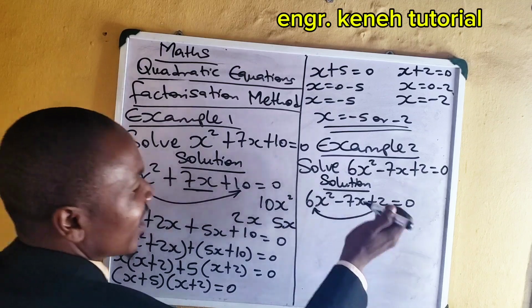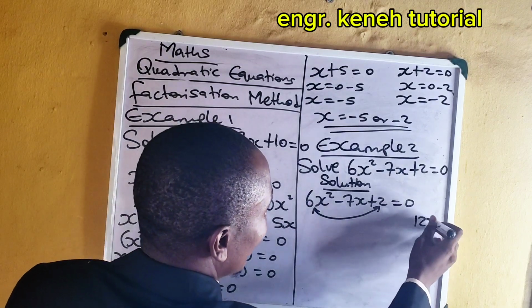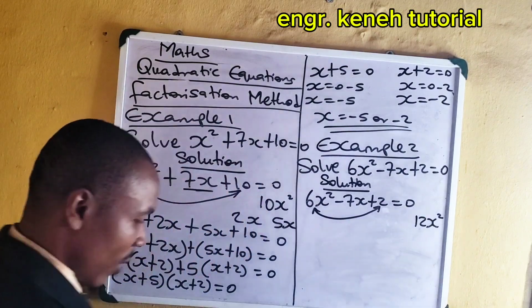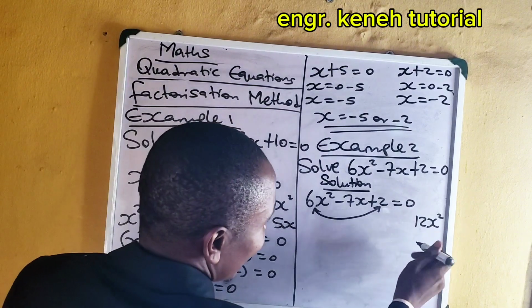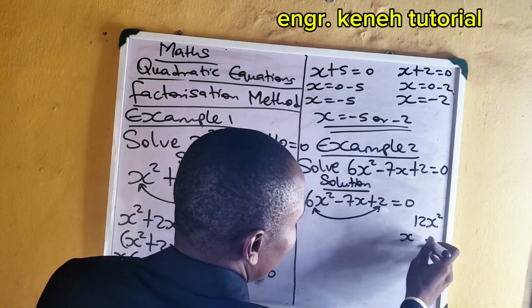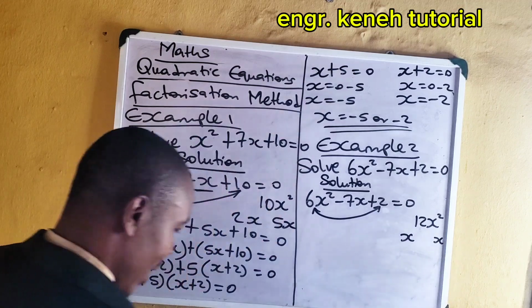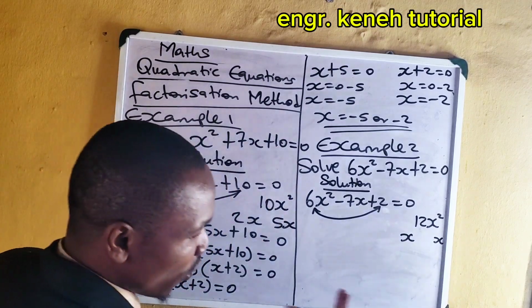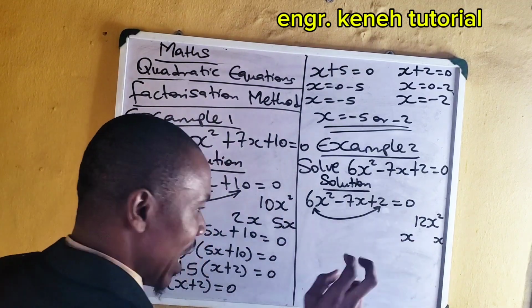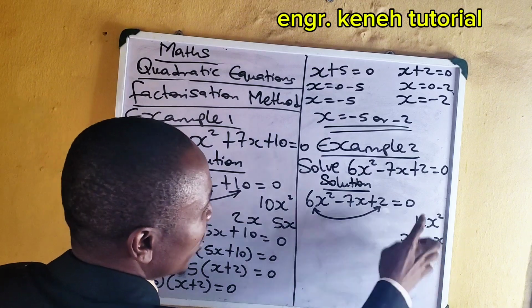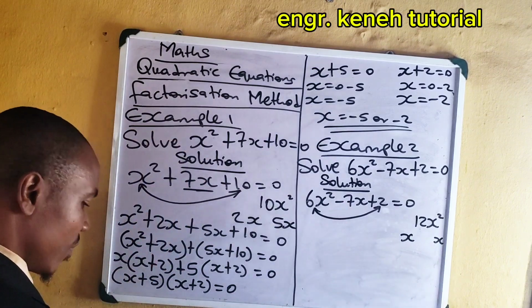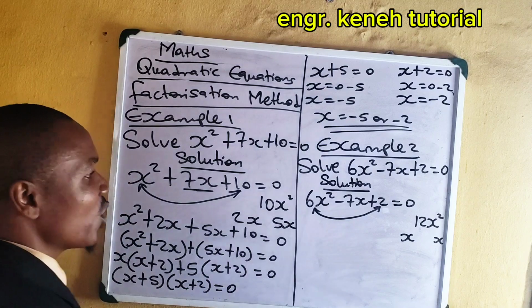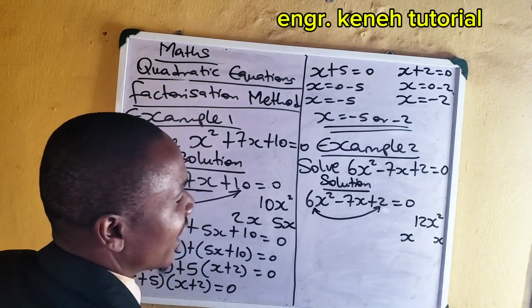6x raised to power 2 times this, it will give me what? 12x raised to power of what? 2. Can you see that? Then I'll split this x raised to power 2. I have x here, I have x here. I will ask myself the question, the two factors of 12 that when I multiply them together, I will get 12, but when I add them together, I will get minus 7. All right, that is what I will use to write here.